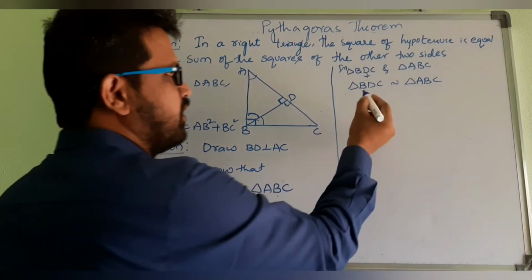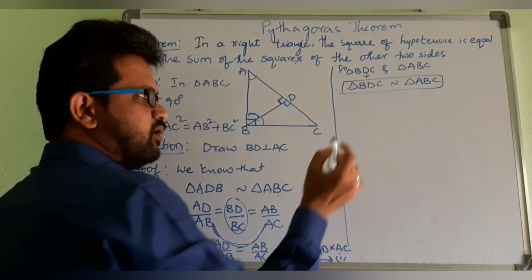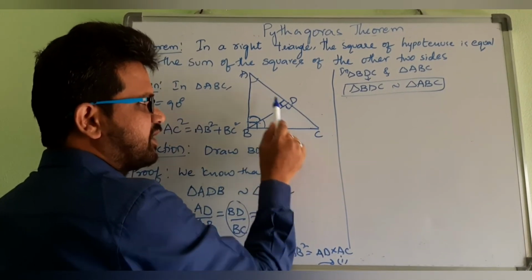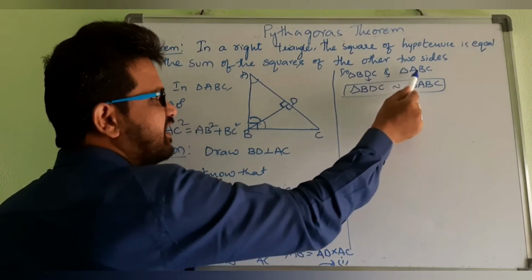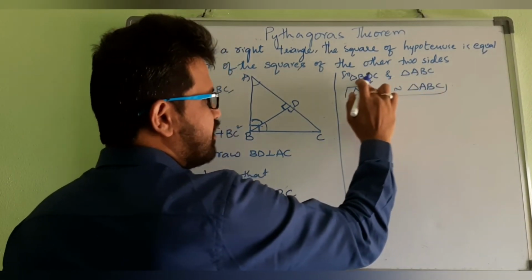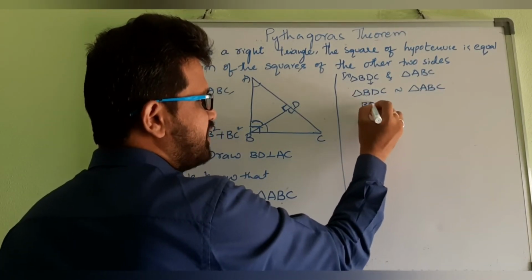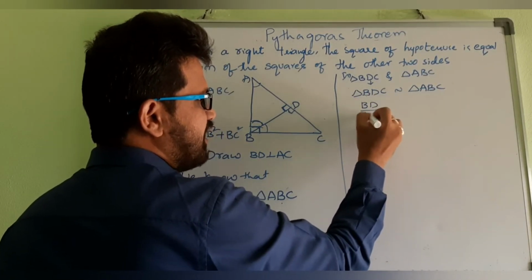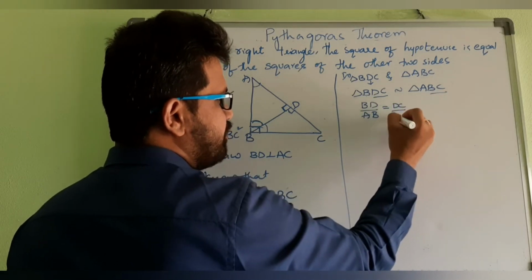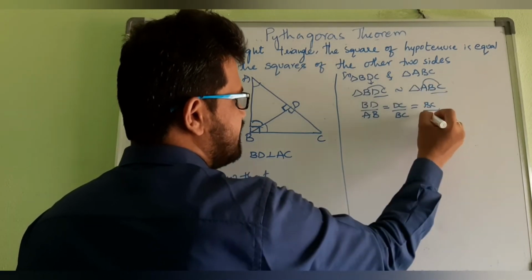So BDC is similar to ABC. Okay, note down this one, very very important. How to write that? First you have to see the corresponding parts in both BDC and ABC. If these two triangles are similar, write the corresponding sides. What are the corresponding sides? BD by AB is equal to DC by BC is equal to BC by AC.